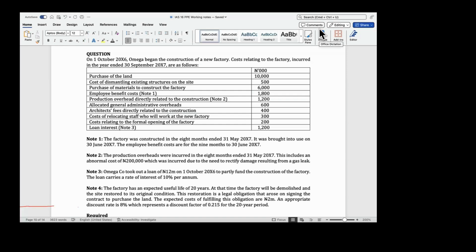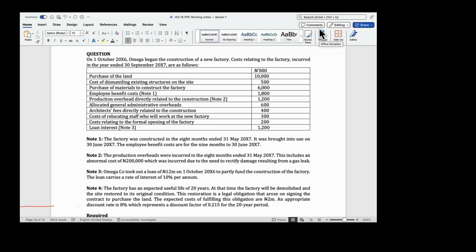Note 2. The production overheads were incurred in the 8 months ended 31st May 2007. This includes an abnormal cost of 200,000, which was incurred due to the need to rectify damage resulting from a gas leak. Note 3. Omega Co. took out a loan of 12 million on 1st of October 2006 to partly fund the construction of the factory. The loan carries a rate of interest of 10% per annum.